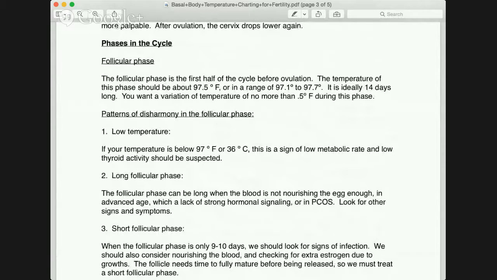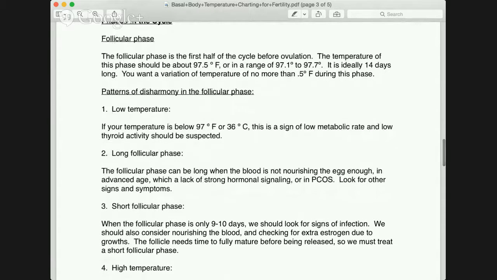The first 14 or so days of the cycle is called the follicular phase. The temperature range average should be about 97.5. It could be from 97.1 to 97.7. And you don't want too much fluctuation. The most fluctuation you want is half a degree. That means one day it could be 97.2, the next day 97.7, but that's enough range. Frankly, I rarely see things being close to 97.7. I do tend to see them being a little lower.